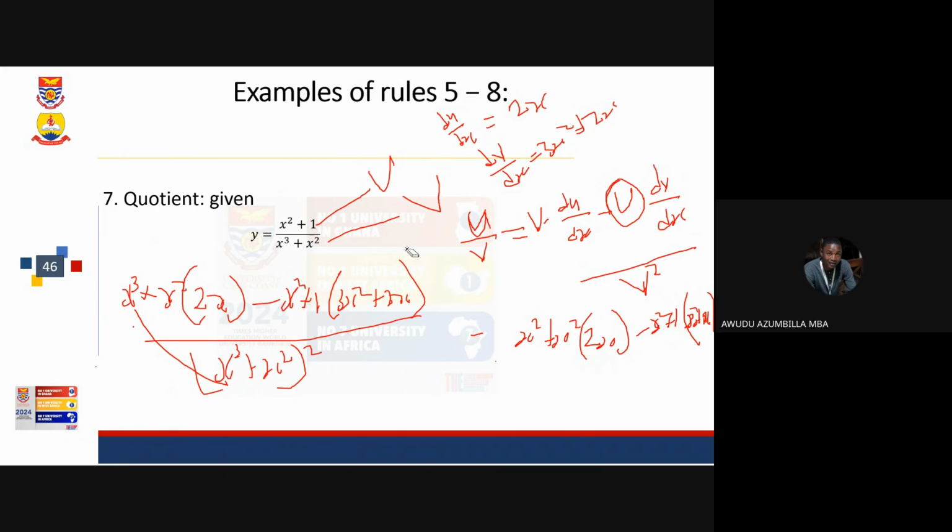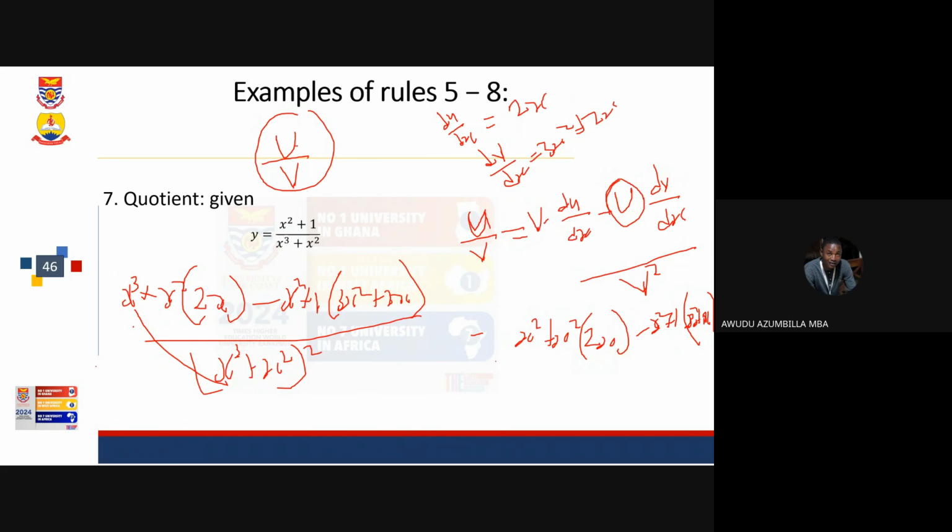You just have to follow the formula. For this one, if you have the quotient, this is the quotient rule. The quotient rule says that if we have u over v, it's a fraction, and they're all functions. You have to use the quotient rule.